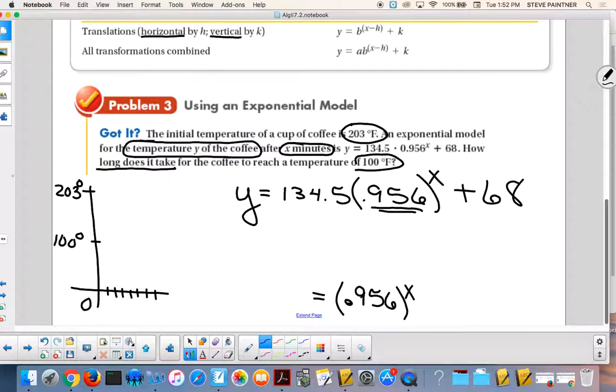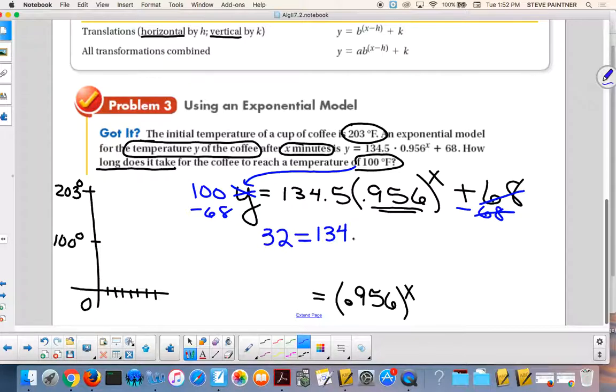So can somebody tell me how to get this equation down to this? What's the first thing you do? Subtract 68. Yep. Subtract 68. Knock out the 68. Oh, I forgot. What should I have put in for y? Yeah, when's it going to be what? 100 degrees. So if you subtract 68 from both sides, you get 32 equals this. I just have one more step. Divide by the multiplier.